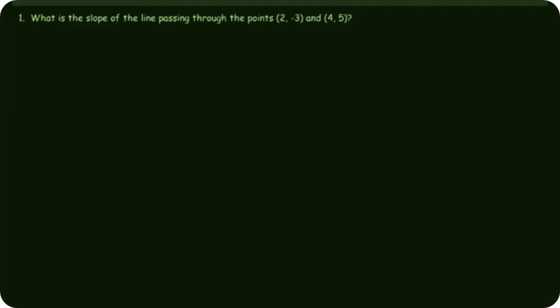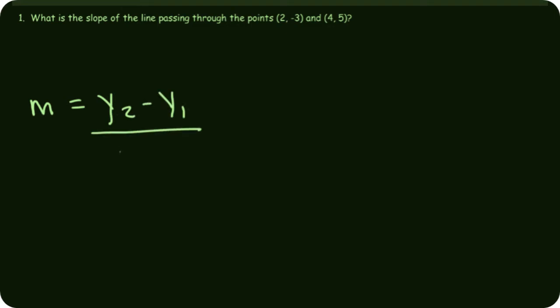In this video, I am going over some basic questions relating to linear functions. So let's start with this problem. What is the slope of the line passing through the points (2, -3) and (4, 5)? To calculate the slope between the two points, you need to use the formula.